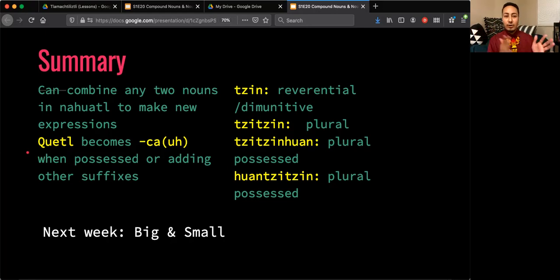Most nouns act normally, you just remove the absolutive ending and then add the second noun. But these nouns that end in ket, they act a little bit differently. When you connect them to something else, they generally use this connector ka. When you possess it, it's ka-u-h. But when adding it to other suffixes, it just becomes ka. So no temachtika, my teacher, but temachtikatsin, venerated or reverential teacher.